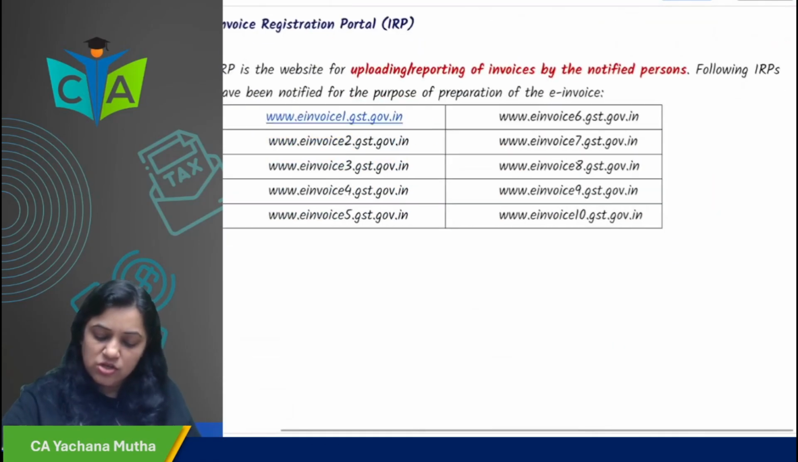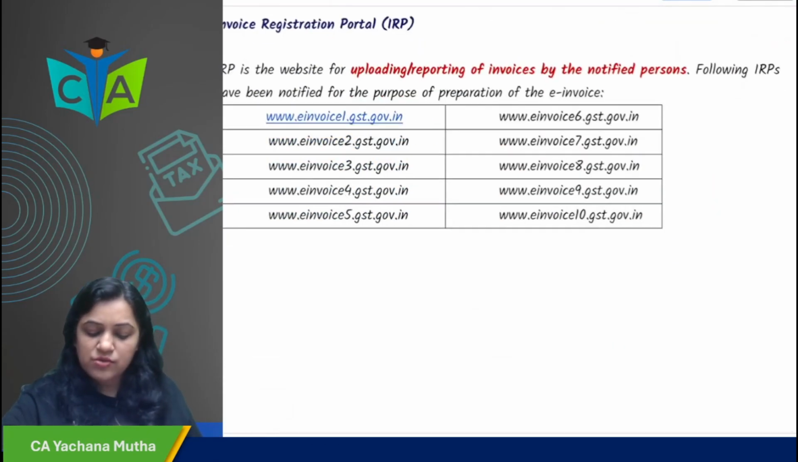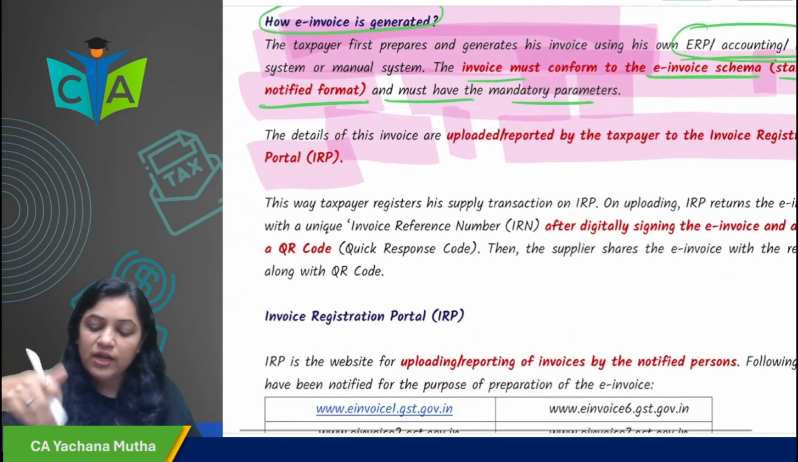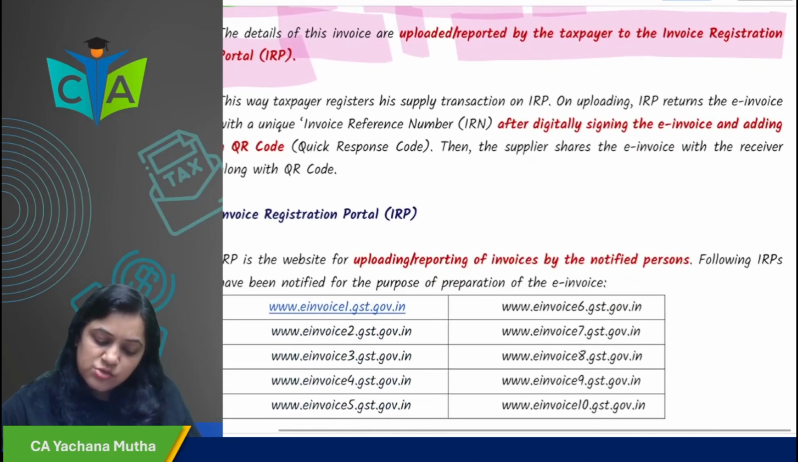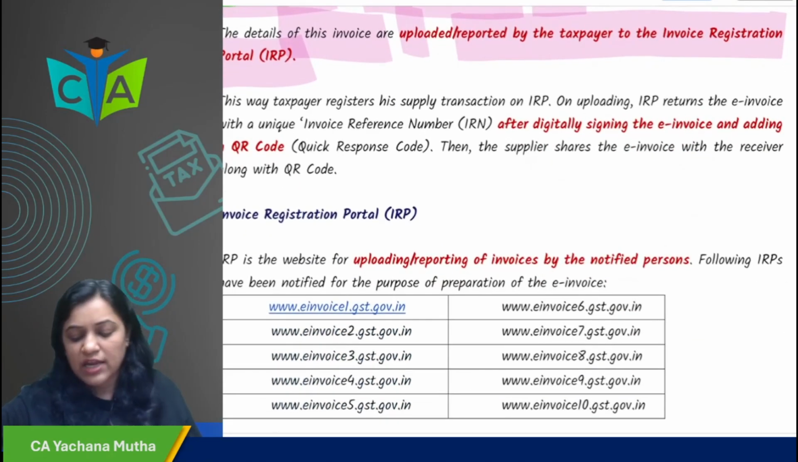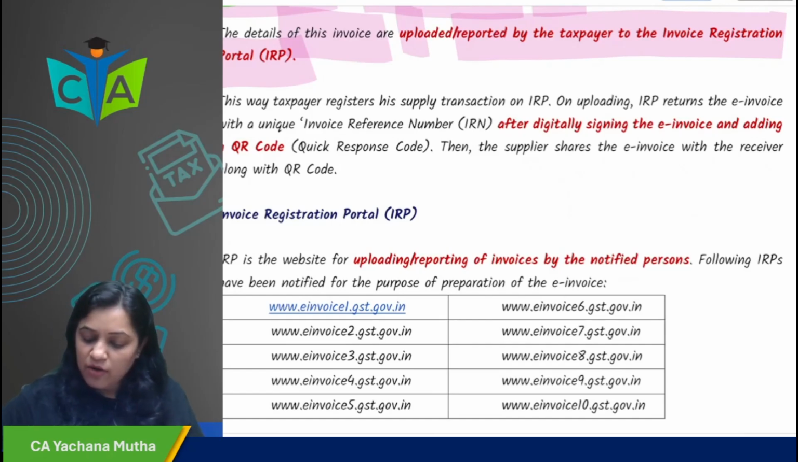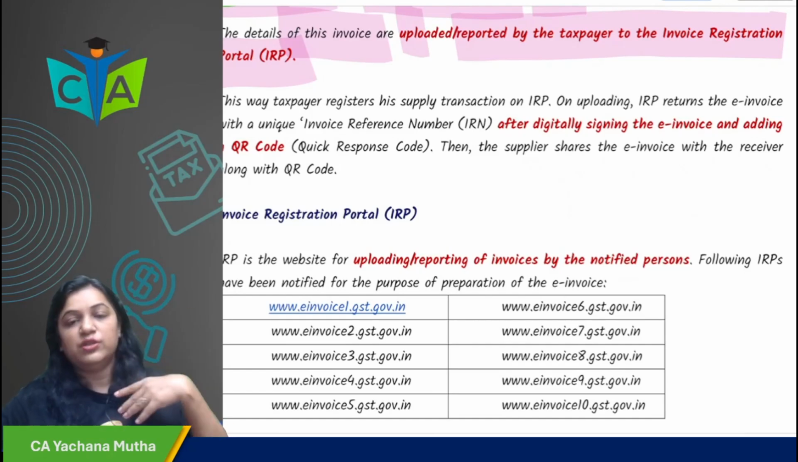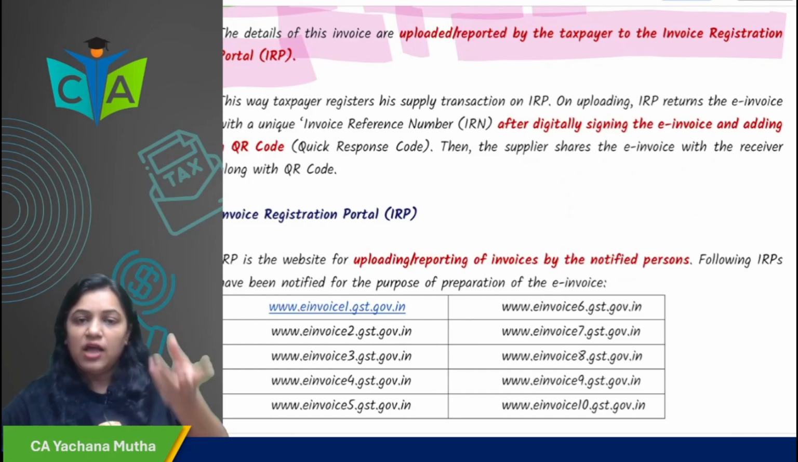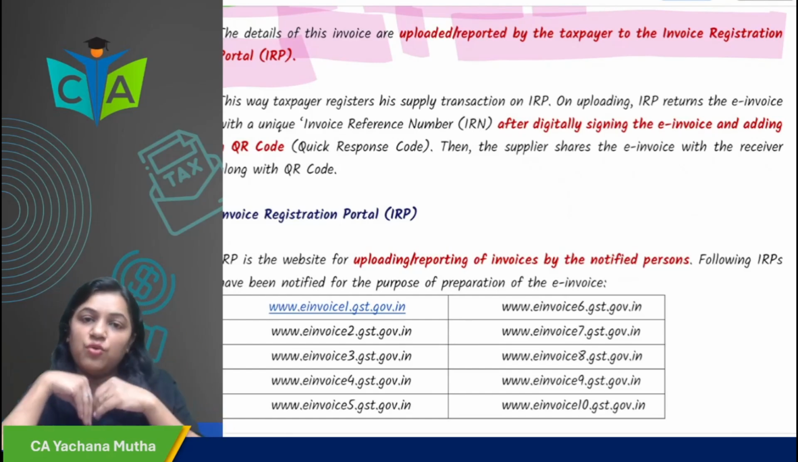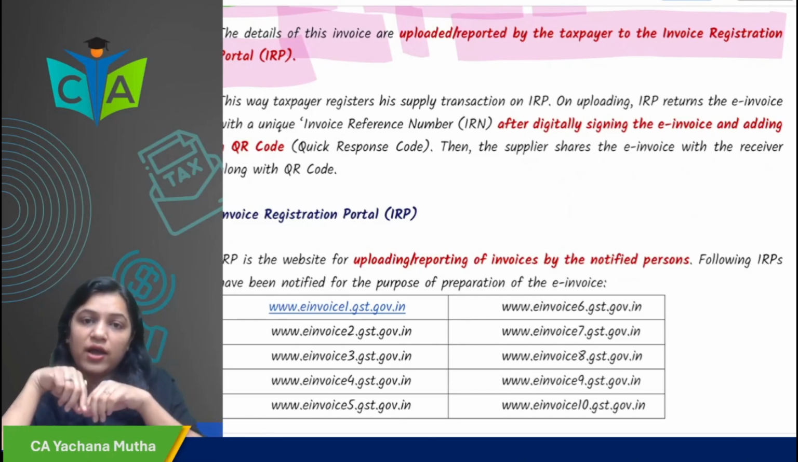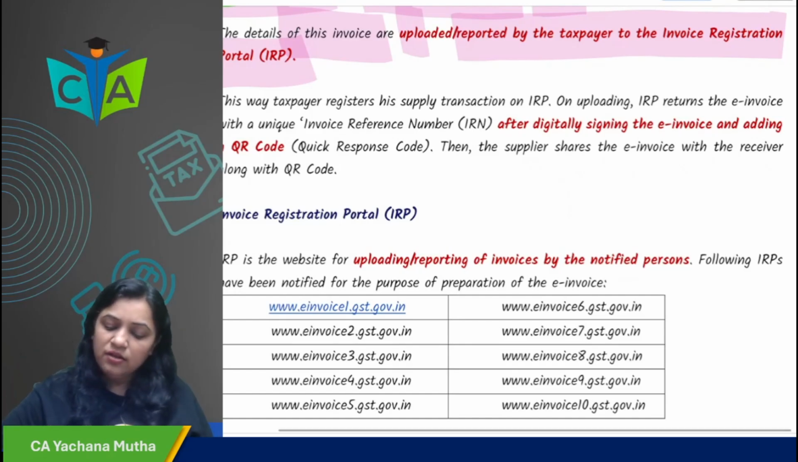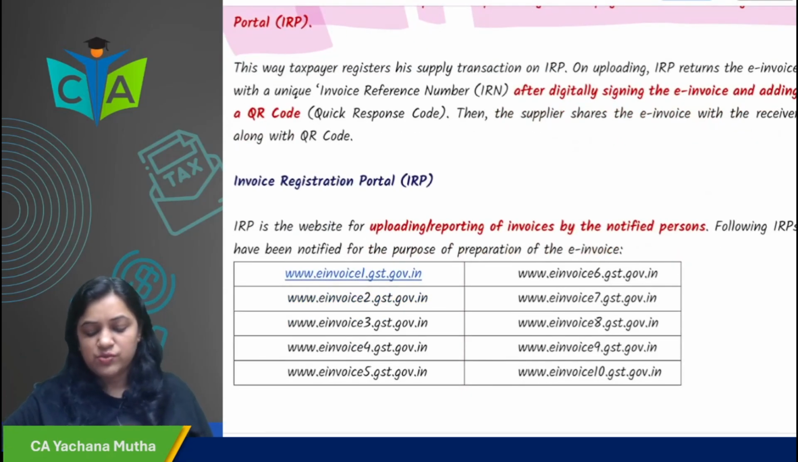So these invoice registration portals, we will see all of these, invoice1.gst.gov.in and so on. On these portals you will upload or report the details of the invoice. This way the taxpayer registers his supply on an IRP. So now you have registered your supply. On uploading, the IRP returns the e-invoice with a unique invoice reference number. The invoice registration portal will give you a reference number after digitally signing it, and they will add a QR code on your invoice. Then this supplier will share the invoice with the receiver.